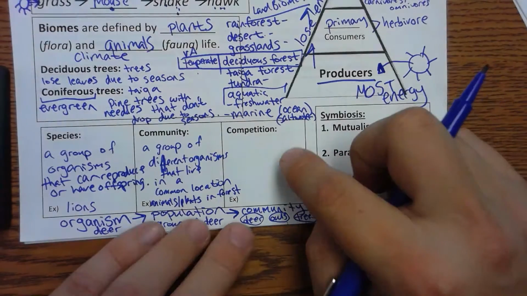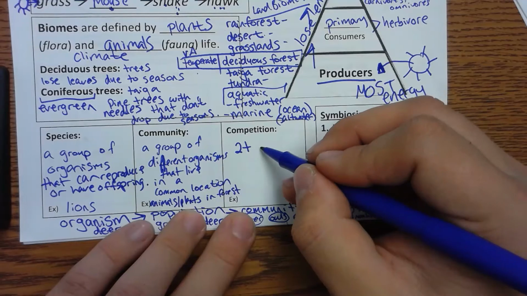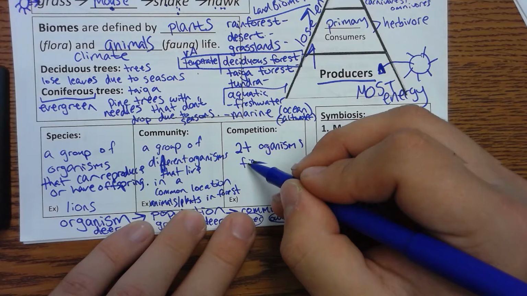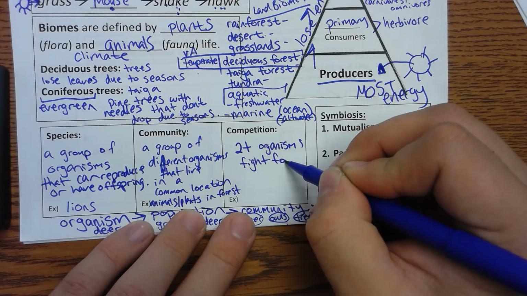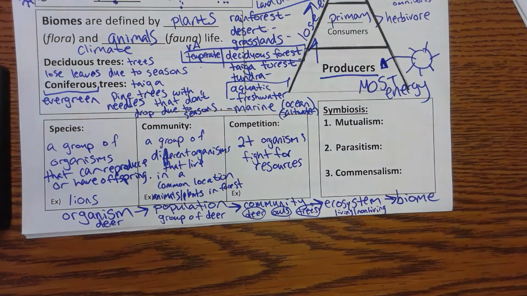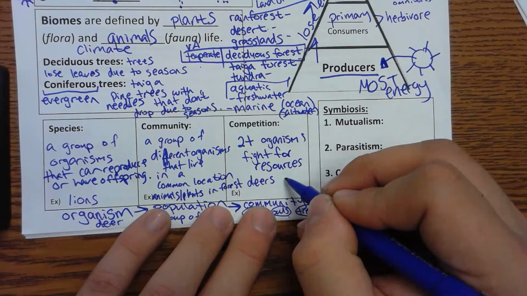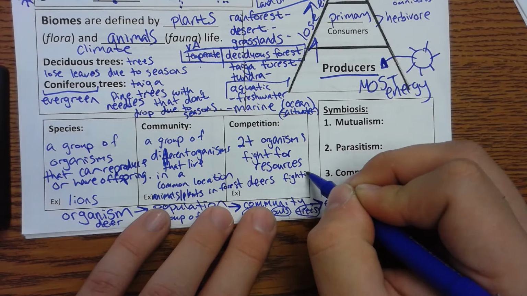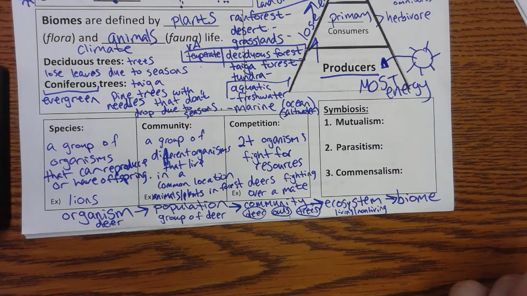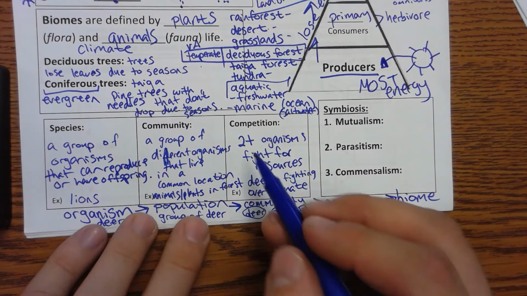Okay, competition is when two or more organisms fight for resources. An example of that is if you have two deer fighting over a girl, fighting over a mate. Or if you have two male lions fighting each other over territory, competition.